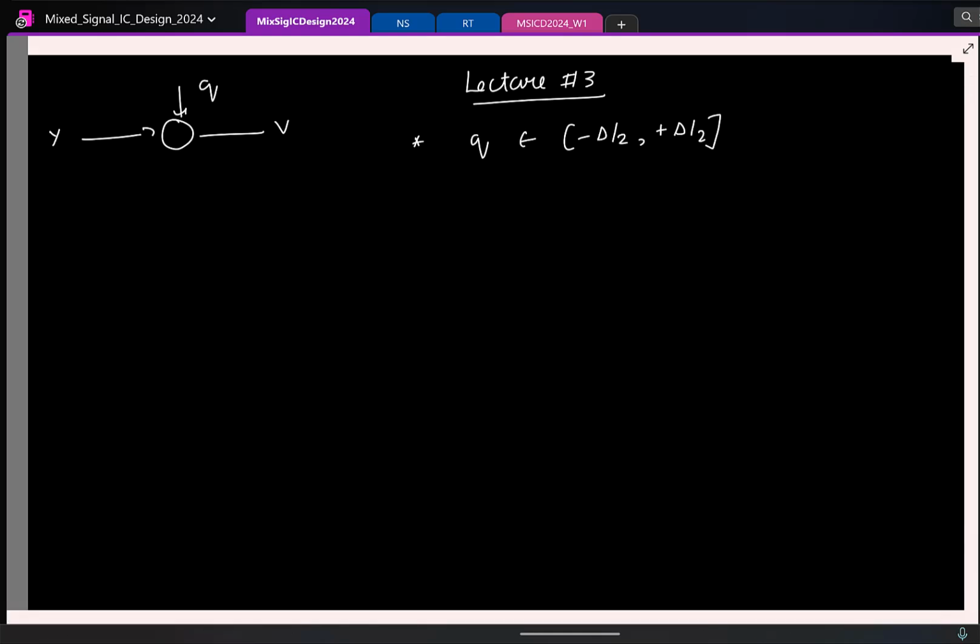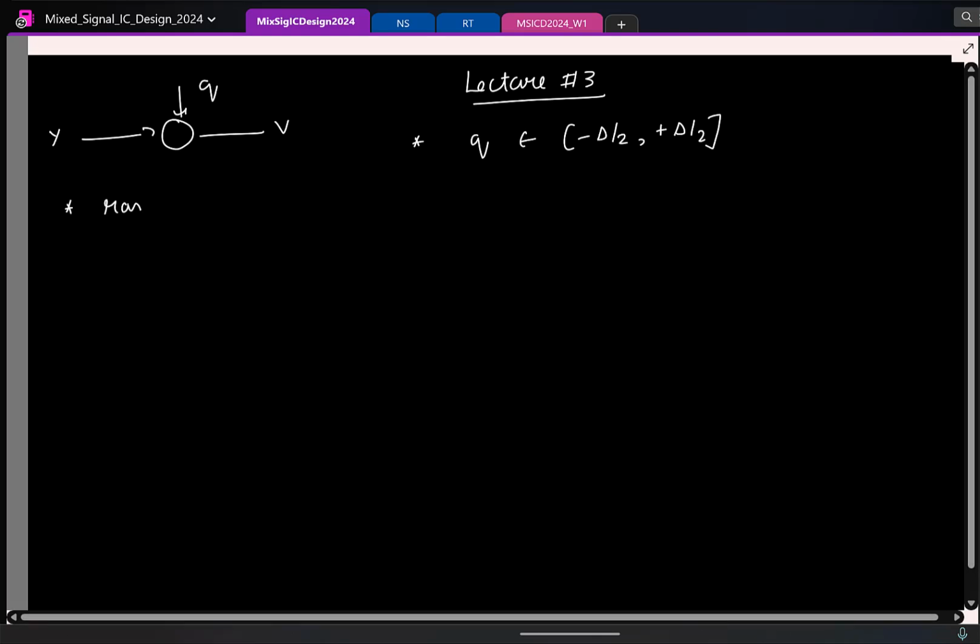And then we made a few assumptions on the quantization noise. One is that we treated this as a random signal. Then we assumed that it had a uniform probability density function, right? And from the PDF we calculated the mean squared value. Mean squared value, remember, is the power in the signal. And this we calculated it to be delta square by 12.